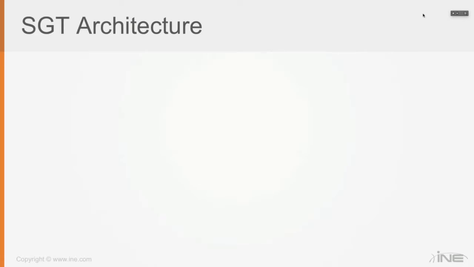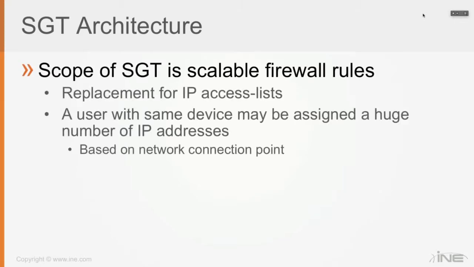Now the SGT architecture, let's take it one by one. Let's speak about SGT. The scope of SGT, why did we invent this technology, is for scalable firewall rules. So instead of restricting user access via access lists, we're going to restrict user access via SGT values.